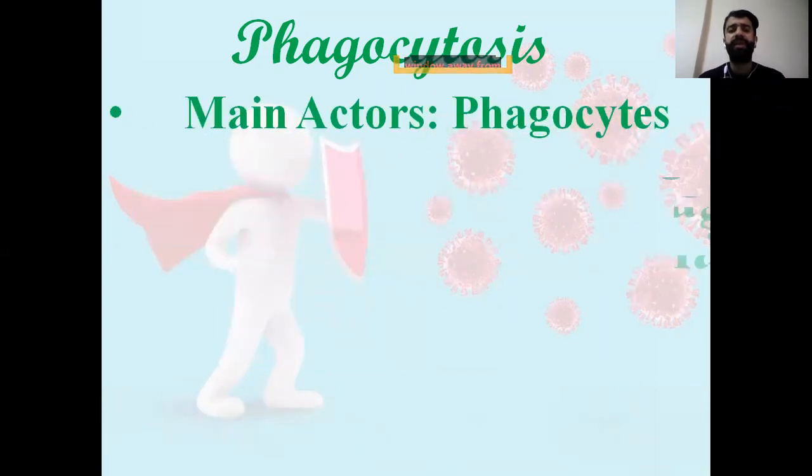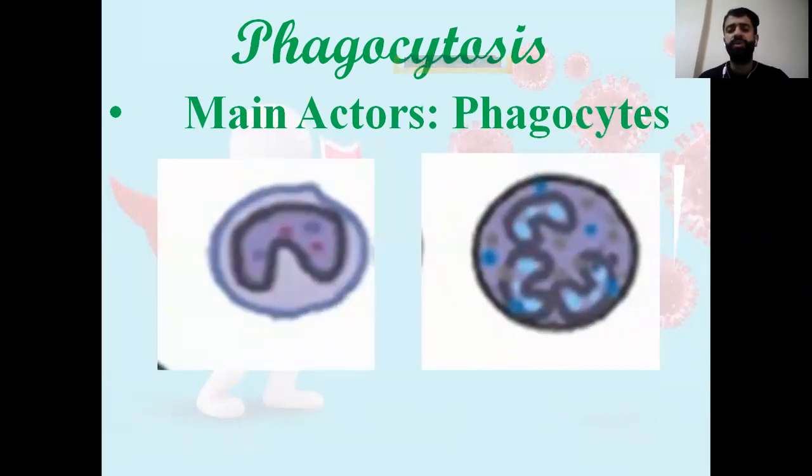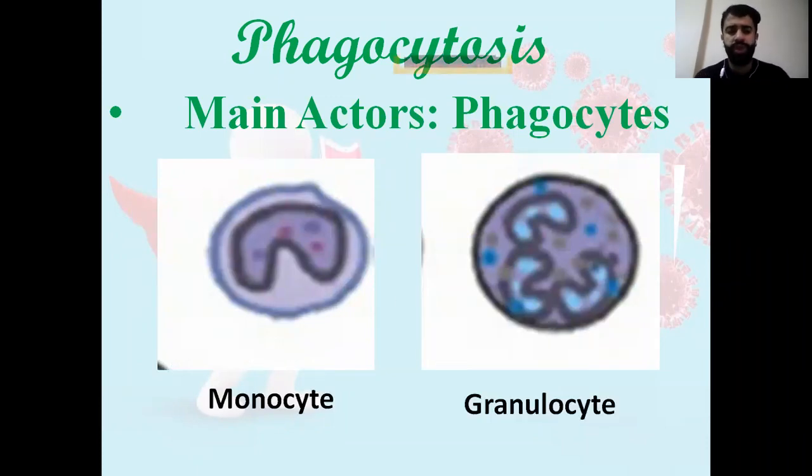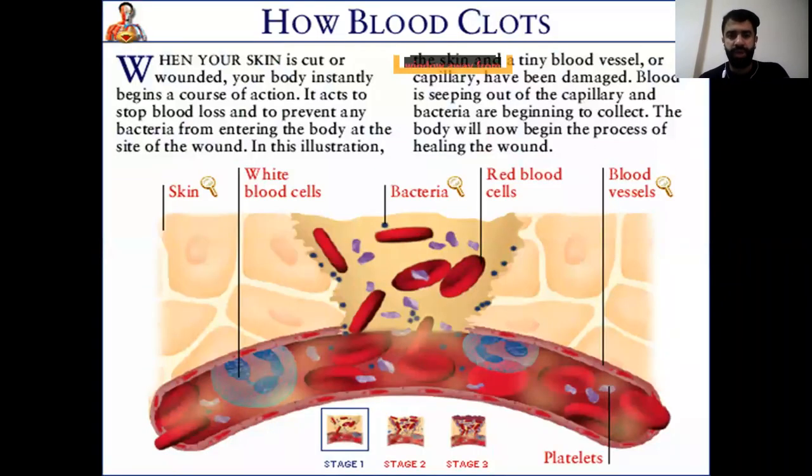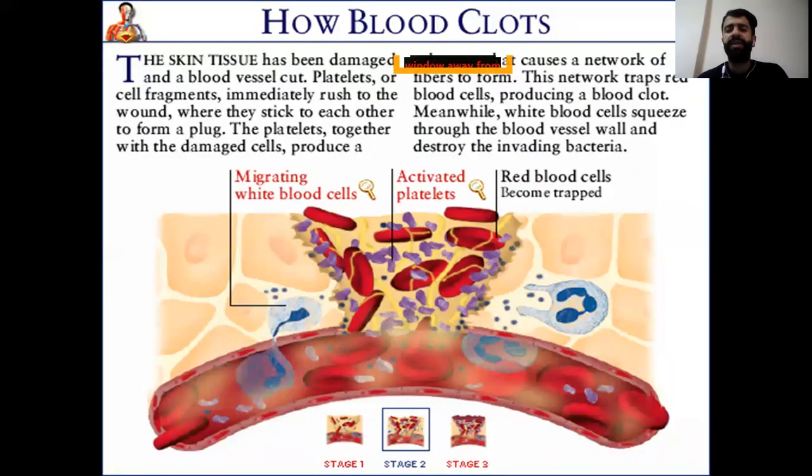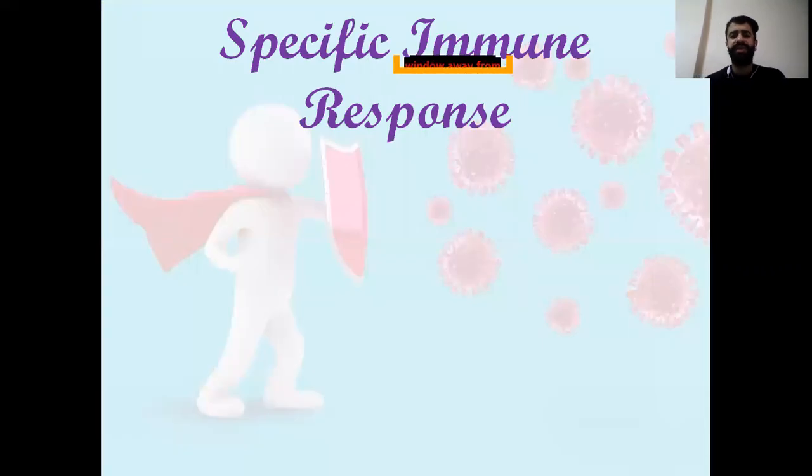So as I said, the main actors of phagocytosis are the phagocytes, the monocytes and the granulocytes. Monocytes have a horseshoe-shaped nucleus, and granulocytes have a multilobed nucleus. We talked about the clotting of the blood, how the clotting occurs, and the steps.